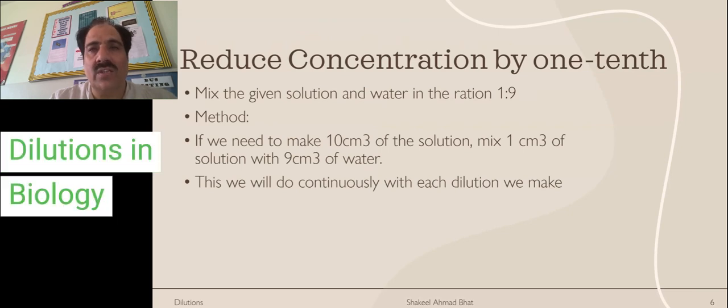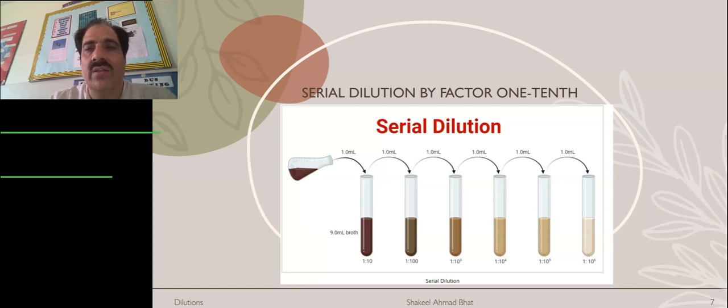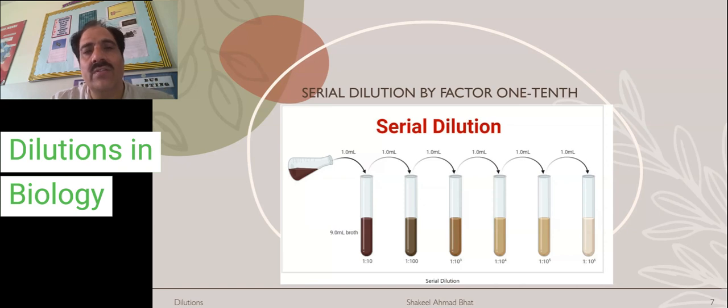We will do it continuously. With the solution that we have made from here, we will do the same thing. We will take 1 centimeter cube of this new solution and add 9 centimeter cube of water. We will do it continuously with each dilution that we make. So here is a picture of how we do the serial dilution to reduce the concentration by the factor 1/10. You can see we have taken 1 ml from the stock solution and added 9 centimeter cube of water. Then from this solution, we take 1 centimeter cube and add 9 centimeter cube of water. And then from that solution, we do it continuously to reduce the concentration by the factor 1/10 in each dilution.